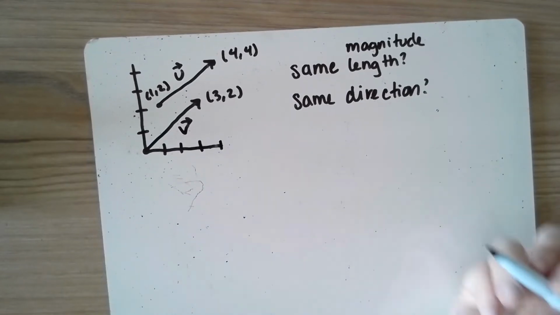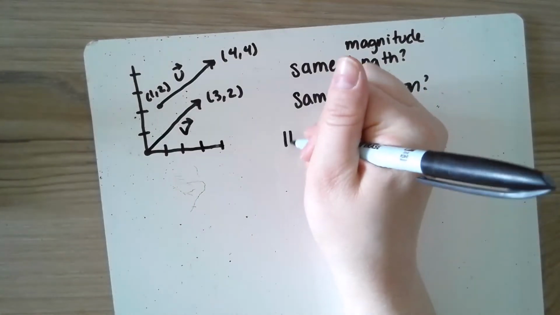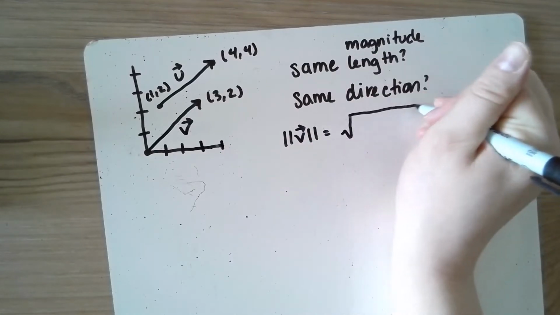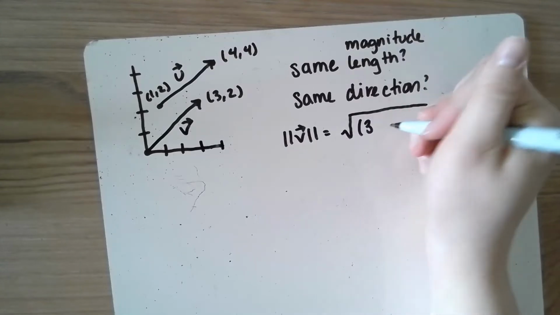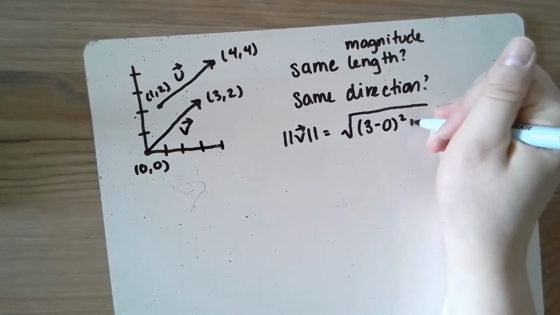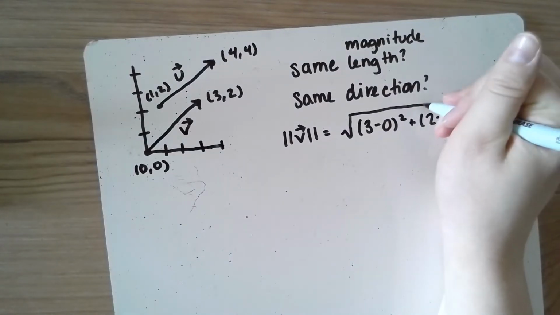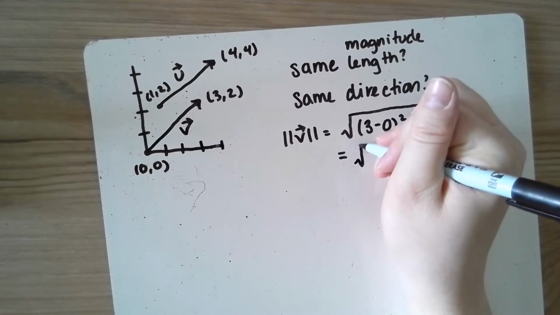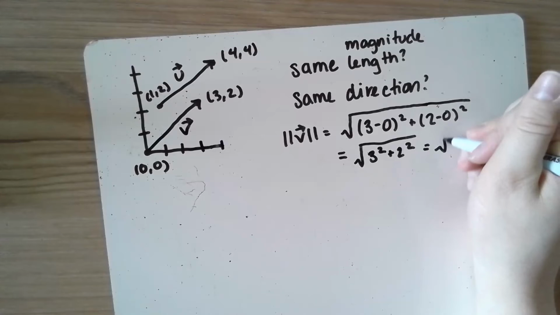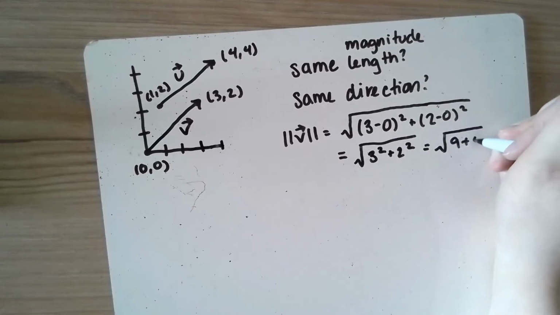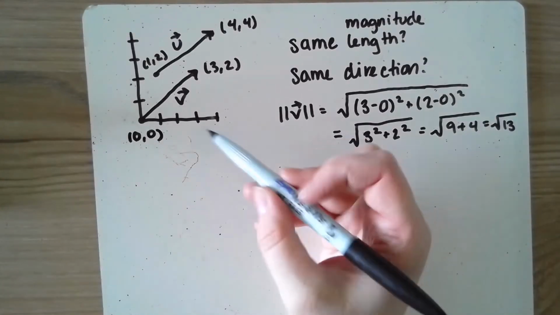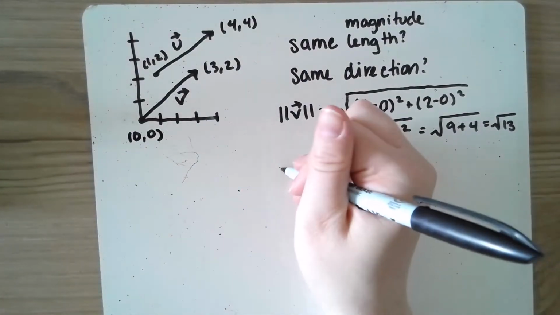We already know how to find the magnitude, so we can find the magnitude of v, which is, using our formula, the square root of 3 minus 0 squared plus 2 minus 0 squared, since (0, 0) is our initial point. That's the square root of 3 squared plus 2 squared, which is the square root of 9 plus 4, which is the square root of 13. So the magnitude of vector v is the square root of 13.